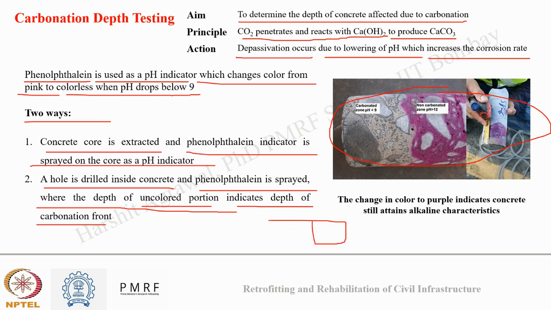So, we have this concrete. We are drilling inside the concrete and spraying phenolphthalein, and we are seeing till where we can see the color change. Till the spot where we see pink coloration, we say it has not been affected; it has retained its alkalinity, and when the pink color disappears, we say that the zone is getting carbonated. The same can be seen in the image also.